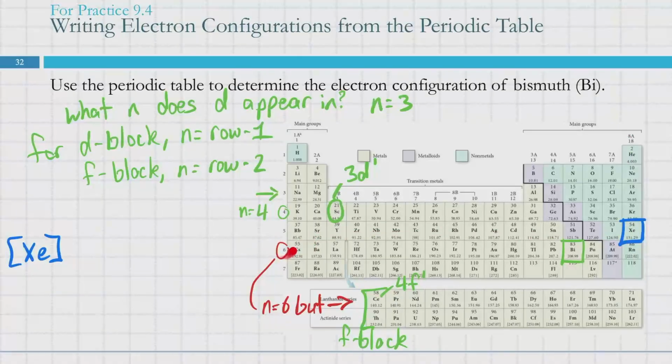After xenon, we get to row 6. So since we're in row 6, n equals 6, what block are these first two columns? S block. So we're doing 6s. We are past the S block, and so we are going to have a full S block. There's 2 spots, so 1, 2, 6s2.